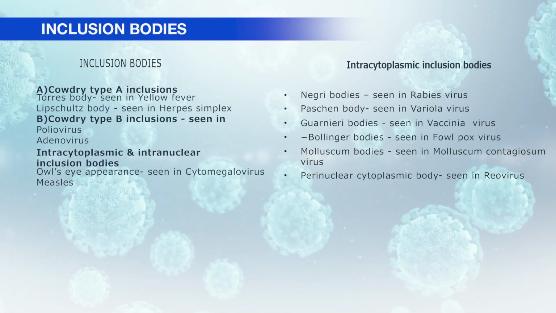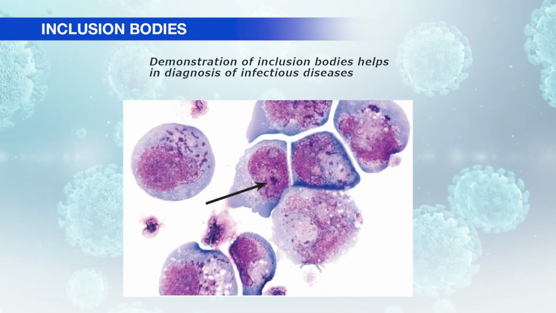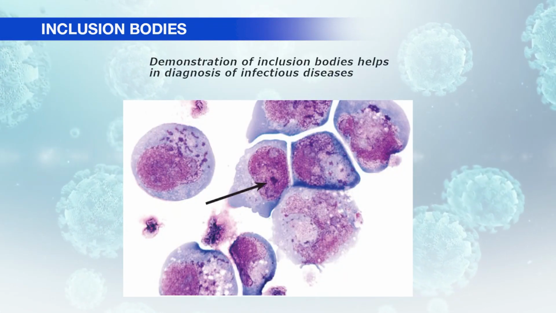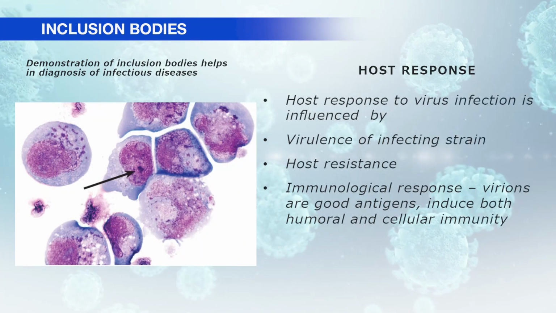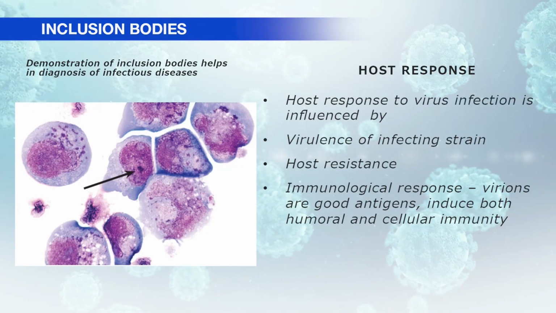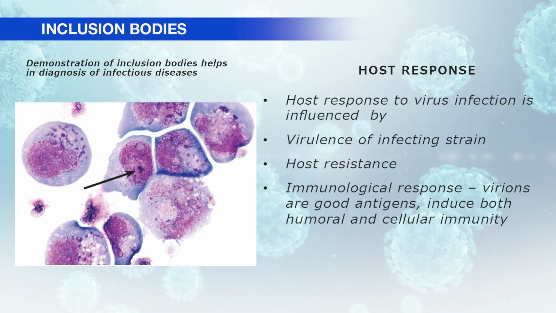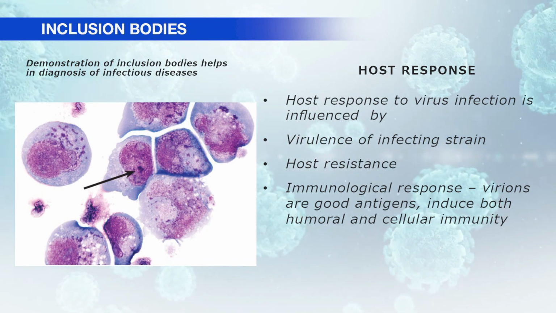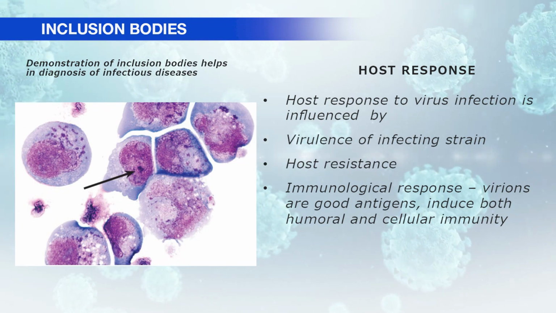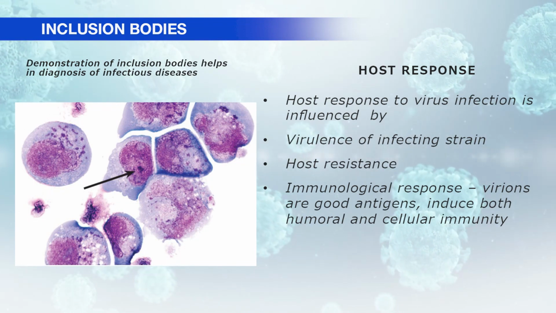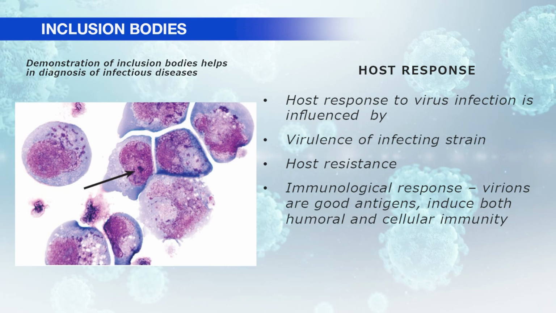Here are a few examples of the same. This is a picture depicting the Lipschütz bodies seen in herpes virus. So, the host cell response seen in viral infection is usually affected by the virulence of the infecting strain and the host resistance. When you see the immunological response, due to the good antigenic nature of the virions, it induces both humoral as well as cellular immunity.